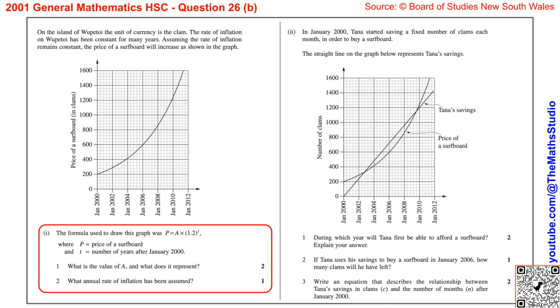Part 1. The formula used to draw this graph was P equals A times 1.2 to the power of T, where P equals the price of a surfboard and T equals the number of years after January 2000. 1. What is the value of A and what does it represent? And 2. What annual rate of inflation has been assumed?